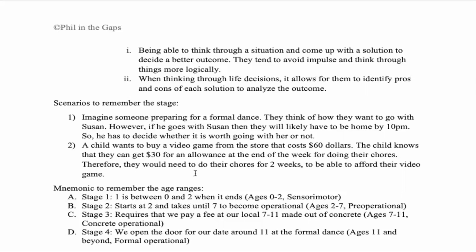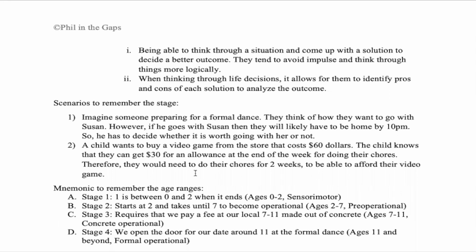So a couple of mnemonics to remember the age ranges. Stage one is between 0 and 2 when it ends. Ages 0 to 2 is the sensory motor stage. Stage 2 starts at 2 and takes until 7 to become operational. Ages 2 to 7, pre-operational. Stage 3 requires that we pay a fee at our local 7-Eleven made out of concrete. Why? Ages 7 to 11 is concrete operational. Stage 4, we open the door for our date around 11 at the formal dance. Ages 11 and beyond, formal operational. So those are easy ways to be able to recognize and apply the ages.